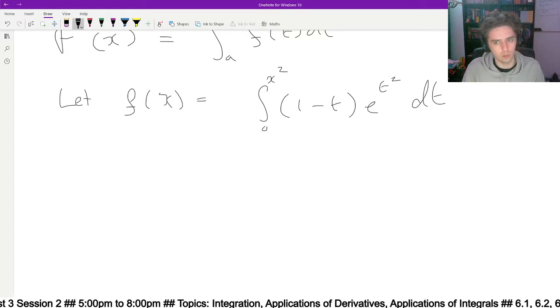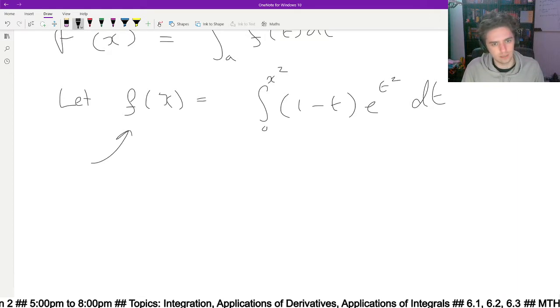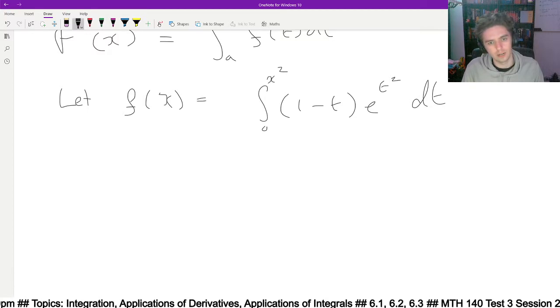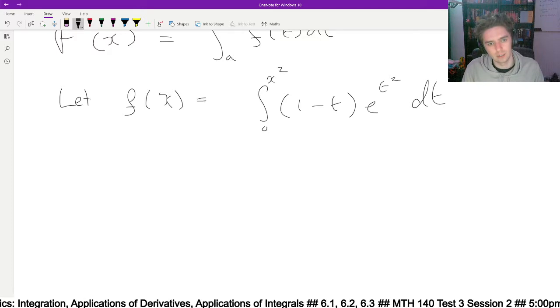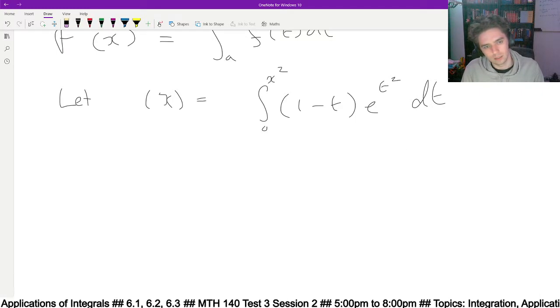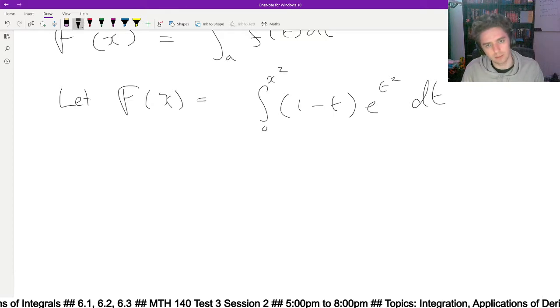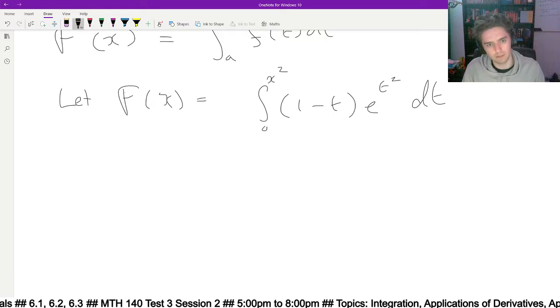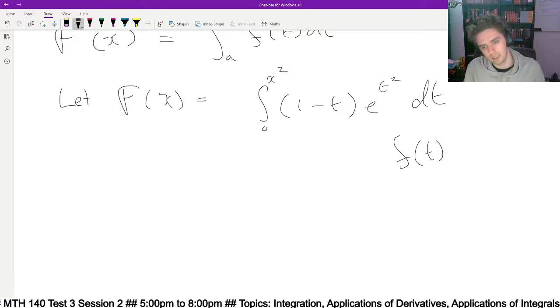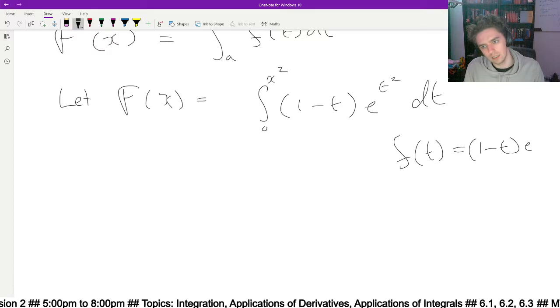So we want to figure out where f is increasing, right? Where this function is increasing. So we need to figure out where its derivative equals 0. In other words, we're trying to find the derivative of this thing in here. So in general, I should call this a big F. So big F of x equals this integral, the area under the curve of this function, small f of t equals 1 minus t e to the t squared.